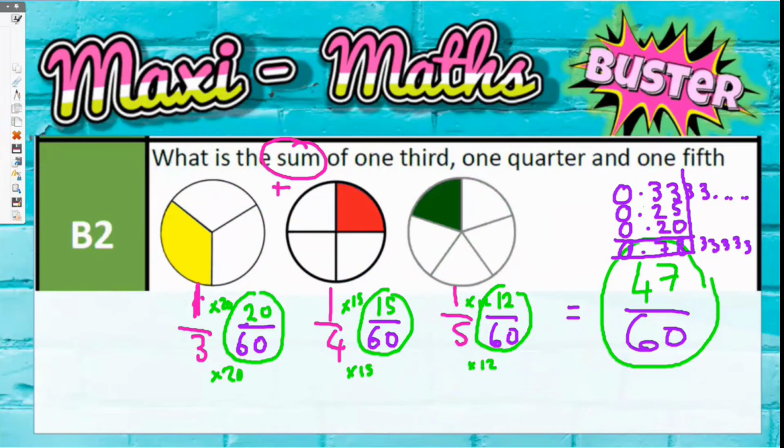So 2 different answers there. 0.783 recurring or 47 60ths. Both of those answers are, of course, equivalent. So it's up to you which one you prefer to use.